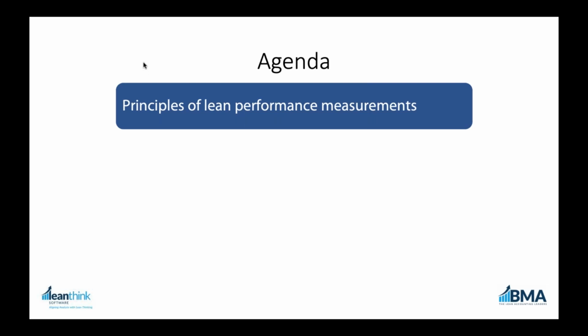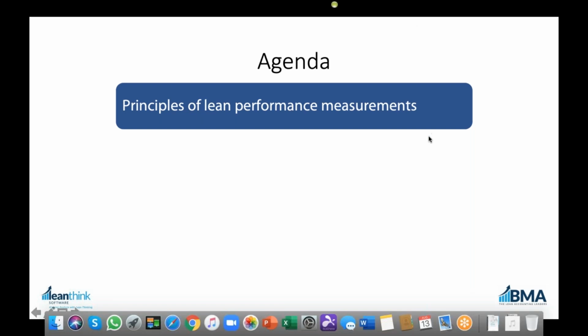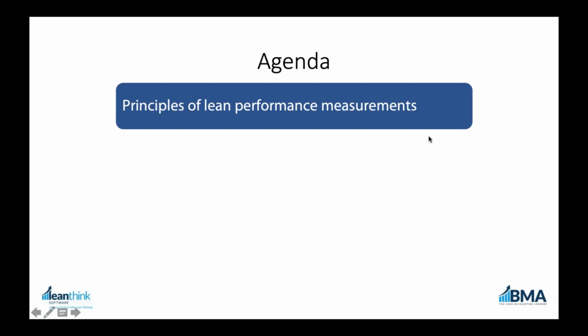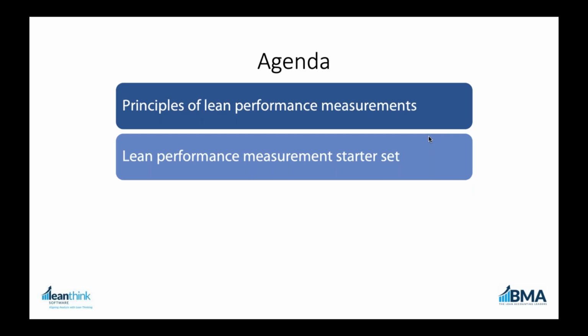So let's review our agenda for today. What we're going to do first is talk about the principles of a lean performance measurement system. Then I'm going to review what we call our lean performance measurement starter set. These are basic performance measurements that a lot of lean organizations use, and any organization that wants to develop a lean performance measurement system can use these as a basis for deciding exactly which measures you need in your organization.